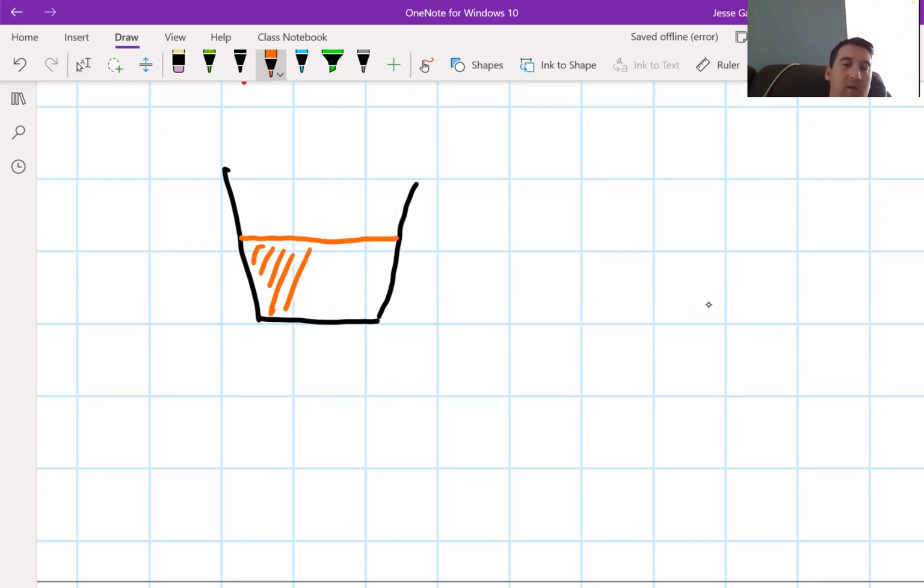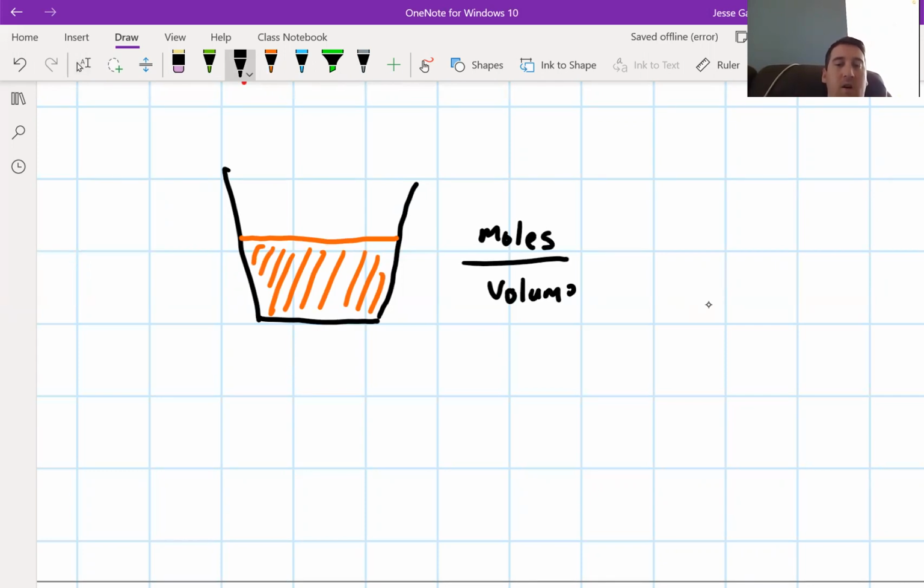We know that this solution of orange squash has a certain number of moles in a certain volume. This is our original solution. We haven't done anything to it yet. We just have a solution. It's got a certain number of moles and it's got a certain volume. Now, let's say, for example, that we then take that solution and we add some water to it. So we add some H2O.